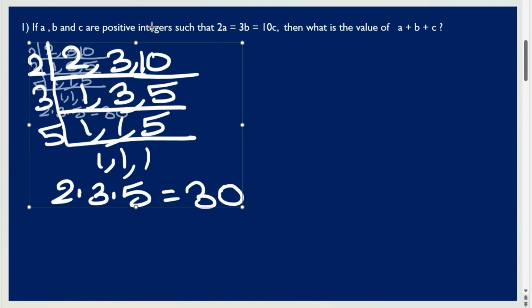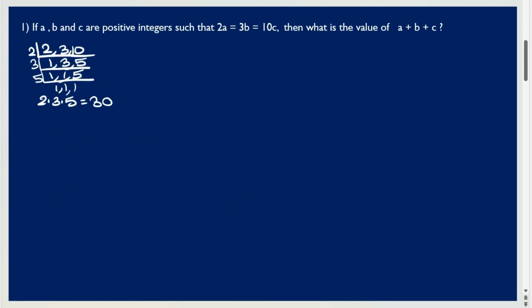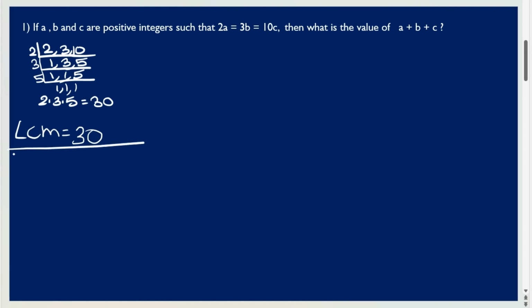Okay. And so the LCM is going to be 30. And now that the LCM is going to be 30, the new equation can be 2a equals 3b equals 10c, like it says up here, and then equals 30. Now, obviously 2a equals 3b and 2a equals 10c. And 3b equals 2a, 3b equals 10c, while 10c equals 3b, and 10c also equals 2a.